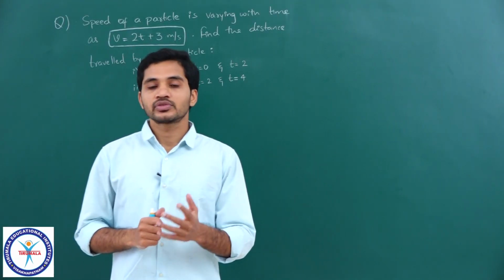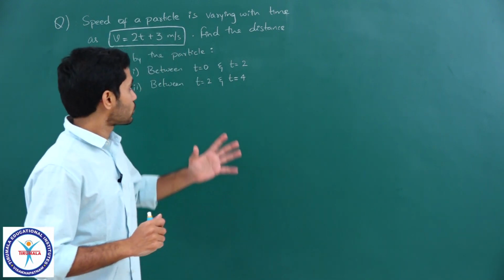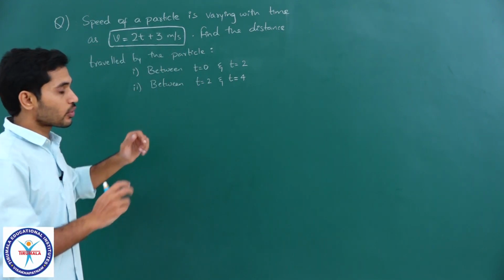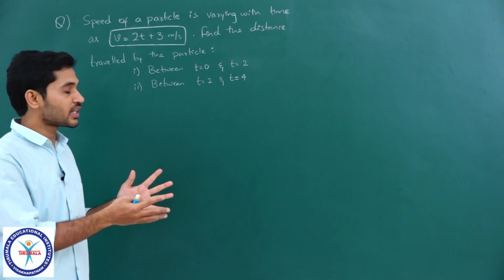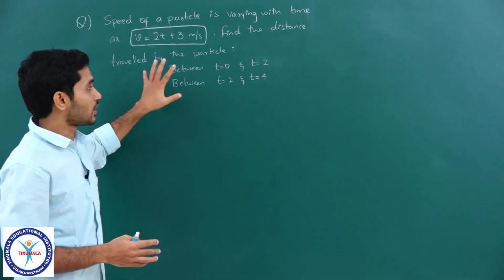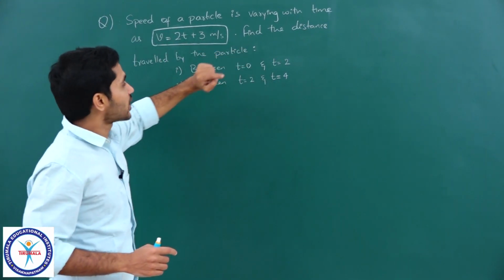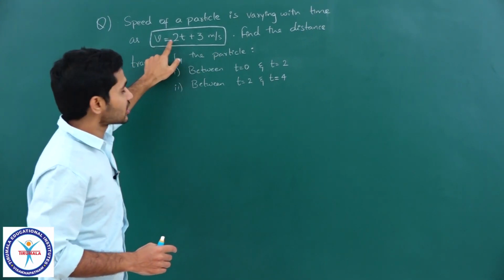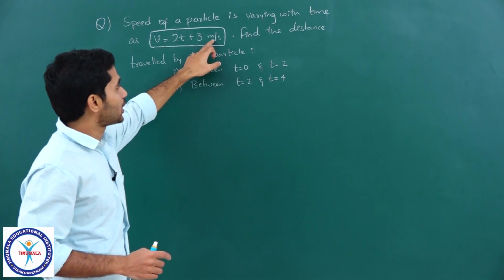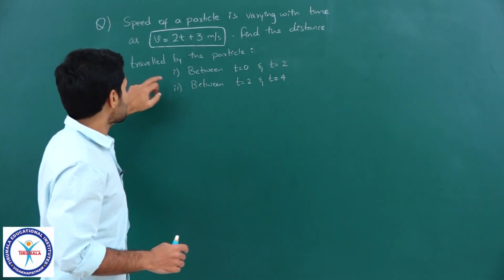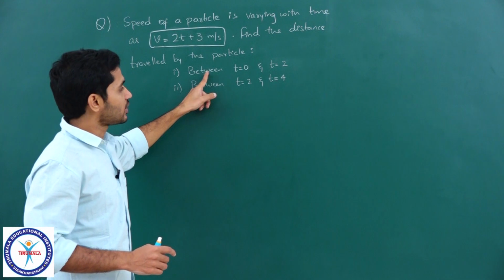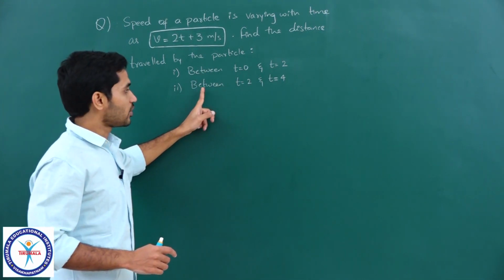So, students, let us now see one very good question. This is related to physics. We are going to apply the concept of integration to a physics-related example. They have given that the speed of a particle is varying with time as v = 2t + 3 meter per second. Find the distance travelled by the particle between 0 to 2 and between 2 to 4.